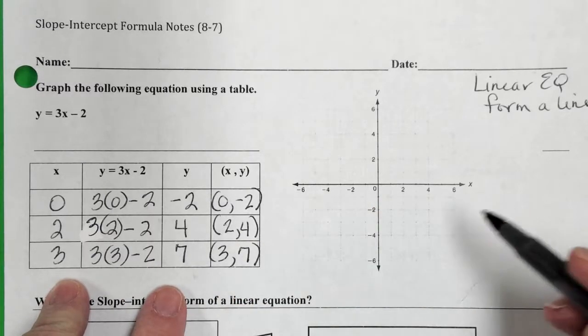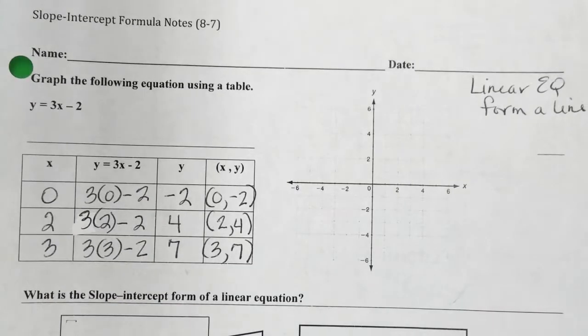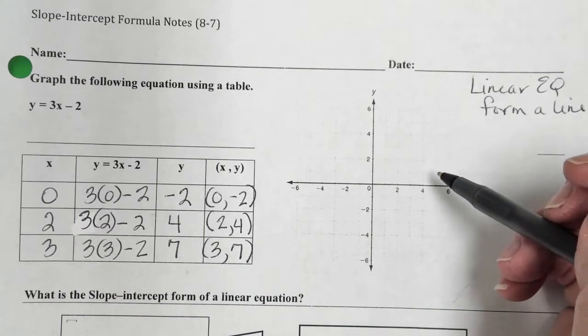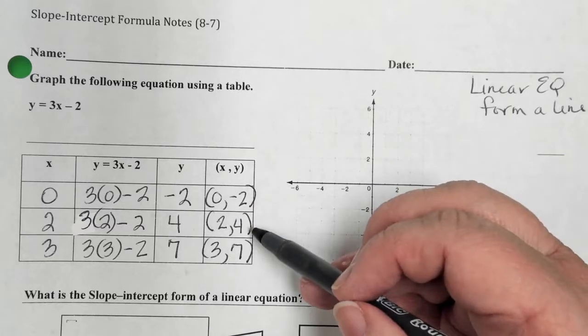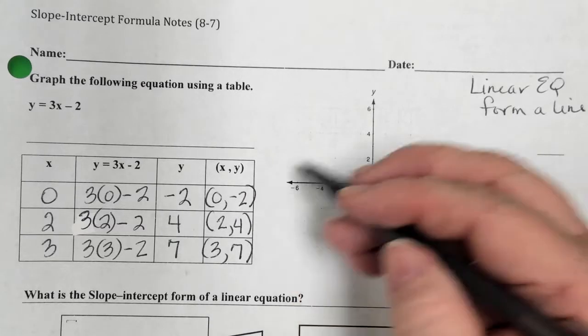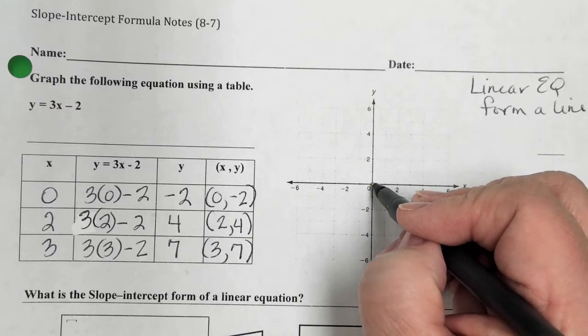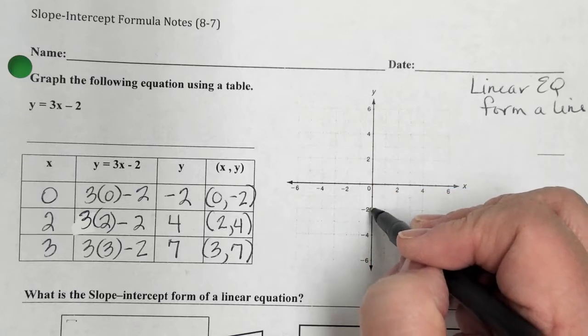So now we're going to come over here to our graph paper and we're going to graph this line on the coordinate plane by plotting these 3 points. 0, negative 2, we always start at the origin. 0, that means we don't go left or right. Negative 2, we go down 2.